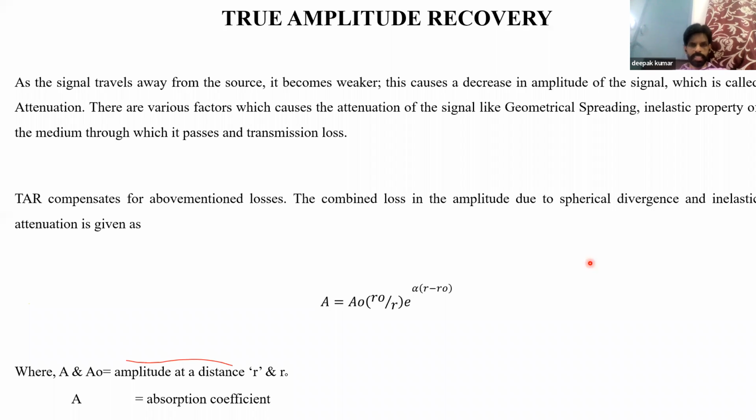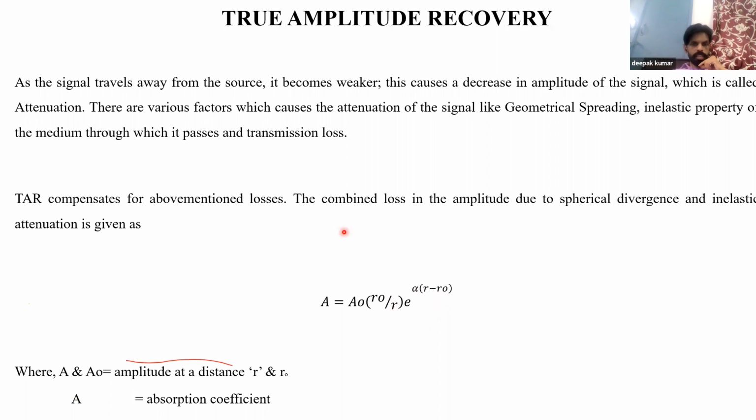Then someone was asking about gain or spherical divergence. This is the formula, the decay of amplitude as we move away from the shot point. A is the amplitude at a particular distance r, and A naught is the actual amplitude at offset 0, that means at the location of the shot point. This alpha is the absorption coefficient, meaning absorption of energy. By mistake I have written A, sorry for that. And the distance term is R minus R naught.